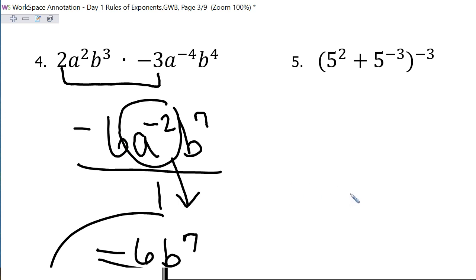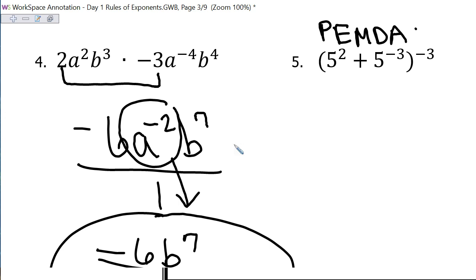Next one, number 5. We have several things going on here. I see some exponents. I see addition. And then I see another exponent on the outside, which implies power to a power. So if you have multiple operations going on, just remember good old PEMDAS. And what does that P stand for? Parentheses. So we need to work inside the parentheses first. So we have addition and we have exponents. What do we take care of first? Parentheses. Well, we're working inside the parentheses, but inside the parentheses, do we do the exponents first or the addition? Exponents. So exponents come before addition.